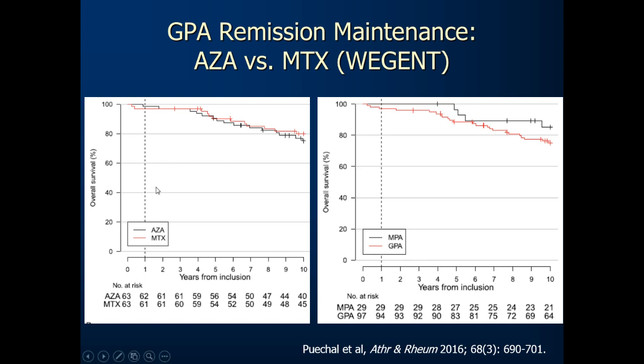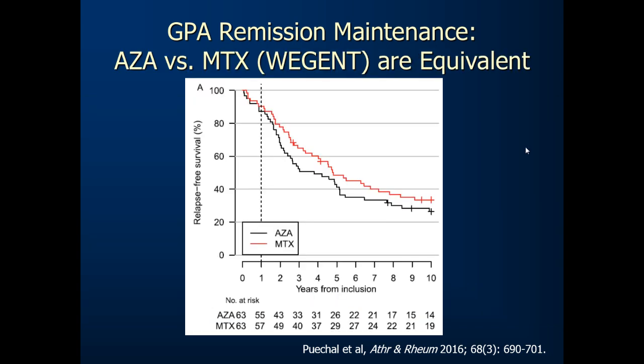There really was no difference in overall survival in the two groups, whether they received azathioprine or methotrexate for maintenance, and whether they had MPA or GPA. The survival is actually pretty similar. When they looked at relapse-free survival, the difference between the two groups was not statistically significant. So they're looked at as pretty equivalent. So you will see some patients started on methotrexate as their maintenance therapy.